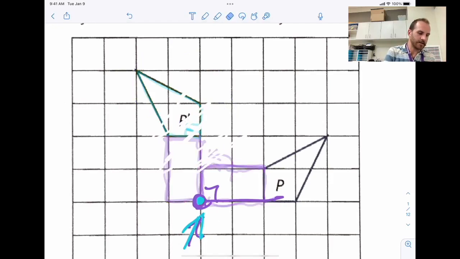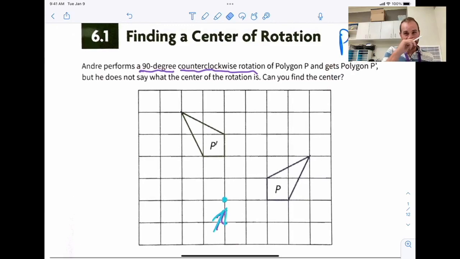So let me erase all these good notes that I've taken. Okay, that will be the center of rotation. If you got that, fantastic. If not, it's okay. Finding a center of rotation takes practice, and there are other tools and strategies you can use to find it. Okay, not bad.